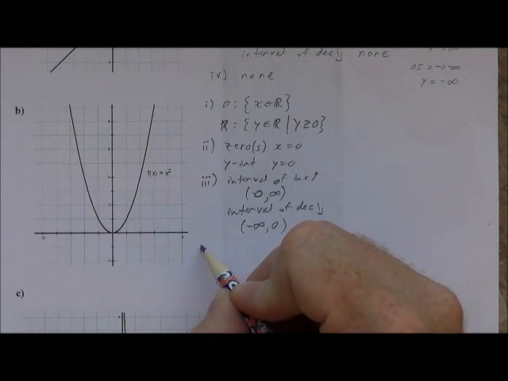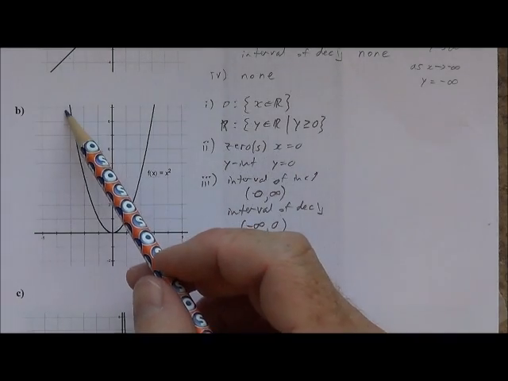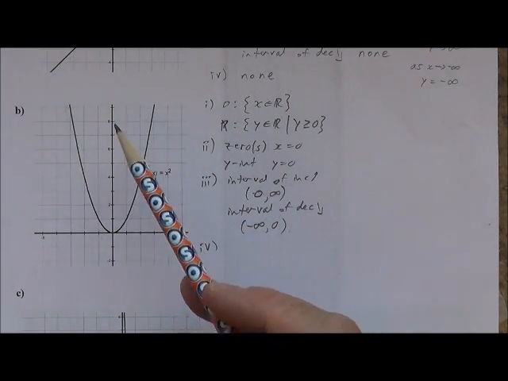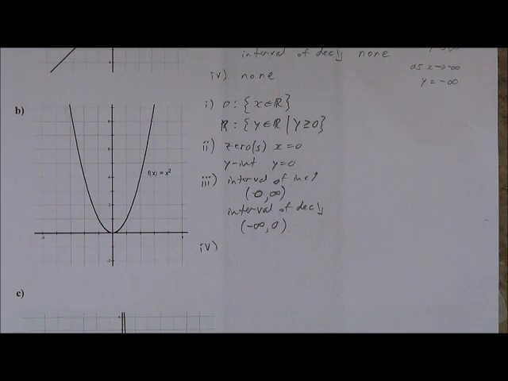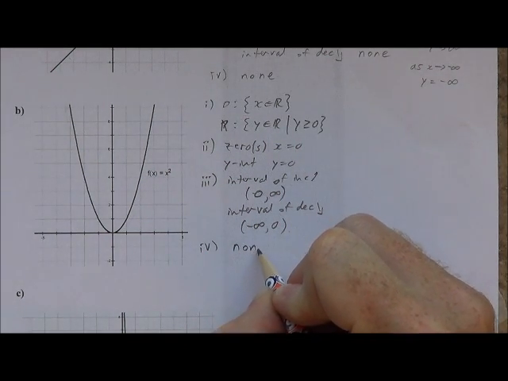For part 4, which is the discontinuities and asymptotes, we take a look at here. The graph is not approaching any horizontal asymptote, there are no vertical asymptotes, or are there any breaks or discontinuities? So there are none in this case.